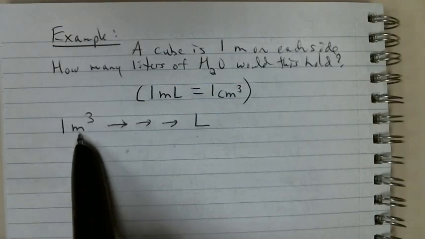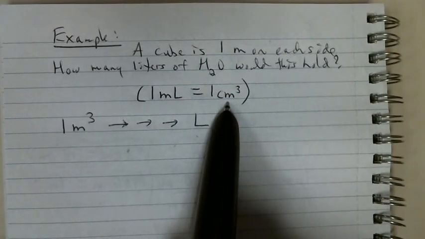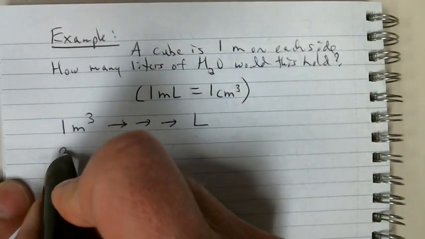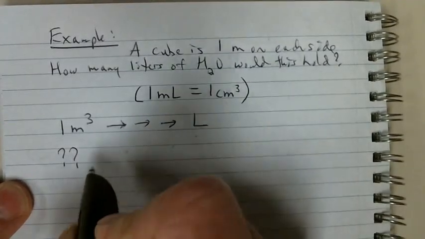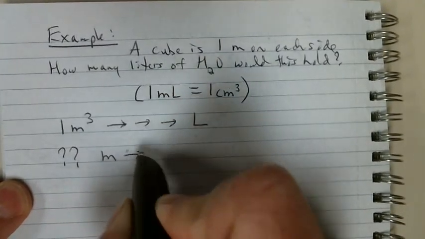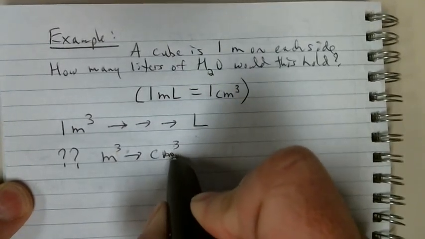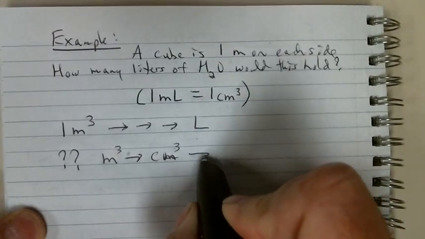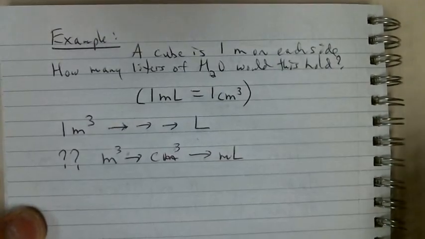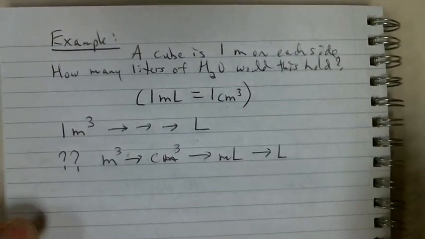Well, we know we can go from meters to centimeters, right? So just thinking this through in terms of the path, meters to centimeters, or meters cubed to centimeters cubed, and then to milliliters, and then to liters.